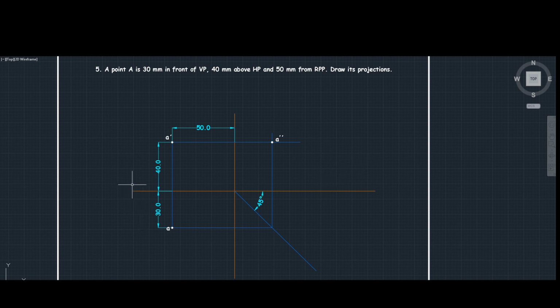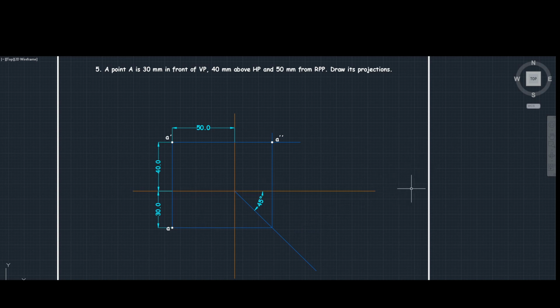Now here, this is the VP because it is the front view. This is the HP, it is the top view, and this is the RPP. So you can fold these and reconstruct or visualize the first quadrant, and you'll be able to visualize that point. So that is the whole concept, the whole purpose of this. The 3D image is converted into 2D, you make the drawing. Then you read the drawing, you convert the 2D image back into 3D, you're going to visualize that.